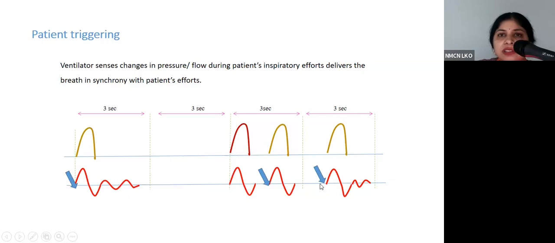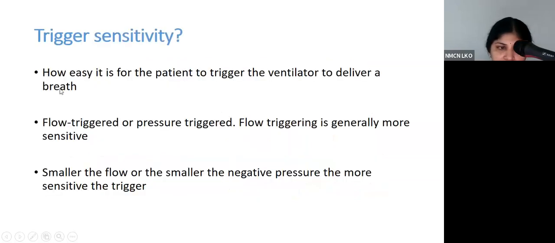So this is how it works. If the patient has initiated, the ventilator would assist. If not, then the ventilator would do it by time triggering. So here is how it happens: the patient is triggering and being assisted by the ventilator.